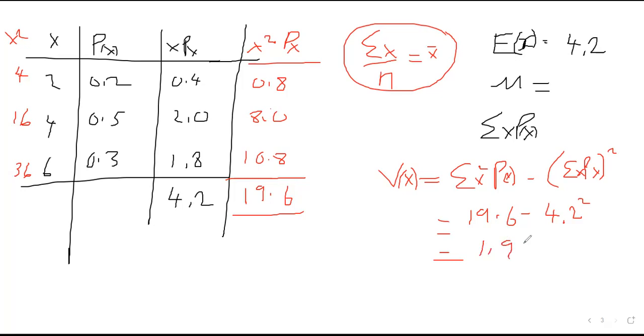Then they'll ask you for the standard deviation. Standard deviation is always the square root of the variance. The square root of 1.96 will give you 1.4. So this is another 2 marks. 2 marks, 2 marks, and 2 marks.